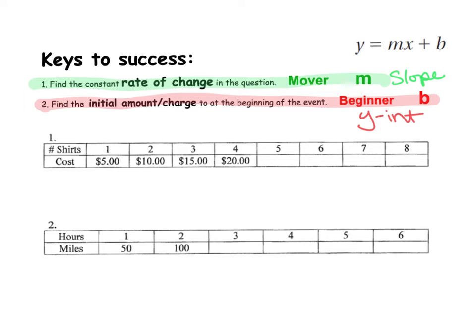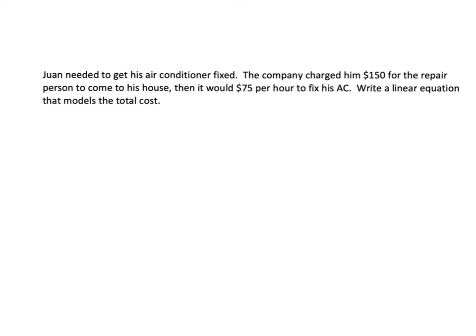Okay, so let's do one example to refresh our memories. Juan needs to get his air conditioner fixed, his AC fixed. The company charged him $150 for the repair person to come to his house. Then it would be $75 per hour to fix his AC. Write a linear equation that models the total cost.